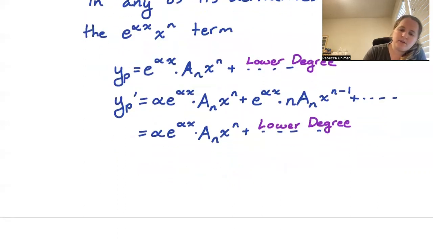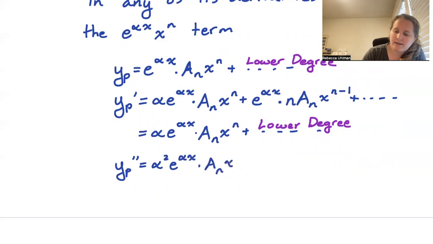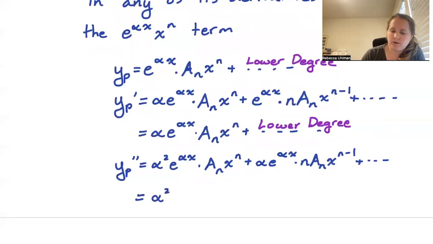And then similarly, if we take our second derivative, we would have an alpha squared e to the alpha x times an x to the n. Then we would have a plus alpha e to the alpha x times n times an times x to the n minus 1 plus dot, dot, dot. And so our second derivative also just has one term, x to the n. So we have an alpha squared e to the alpha x times an x to the n plus a bunch of lower degree terms.